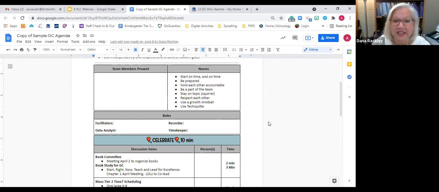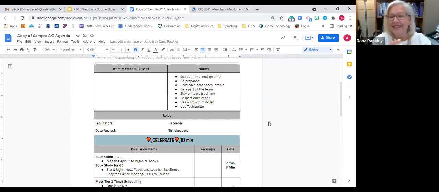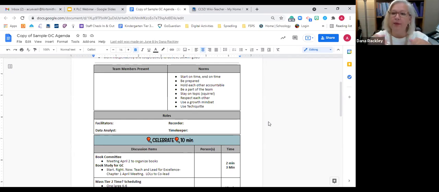We want to respect each other. We want to use a growth mindset. Again, that kind of goes back to, it's not a gripe session. It's, okay, here's our issue. We're not going to sit and dwell and gripe about it. What are we going to do? How are we going to make it better? How are we going to get past this? So we do want to use the growth mindset. We also want to use technicate. We don't want somebody that's on their phone throughout the entire meeting, because they need to be present. They need to be right here, right now, for the work that we are currently on.